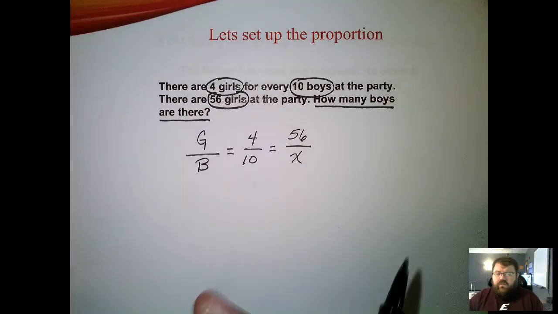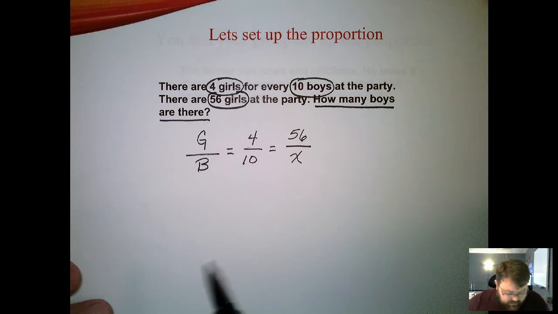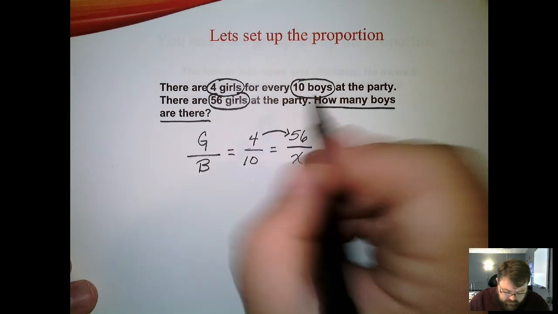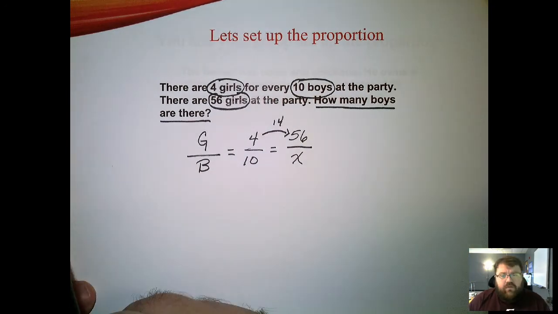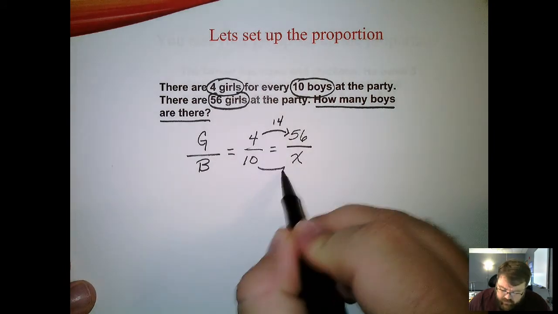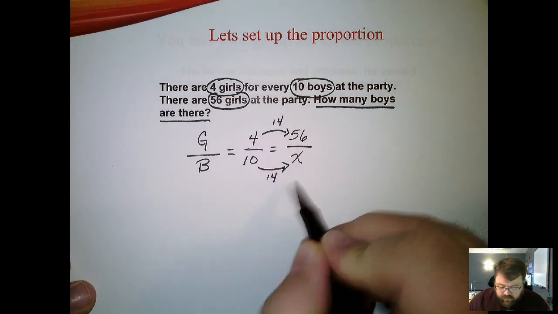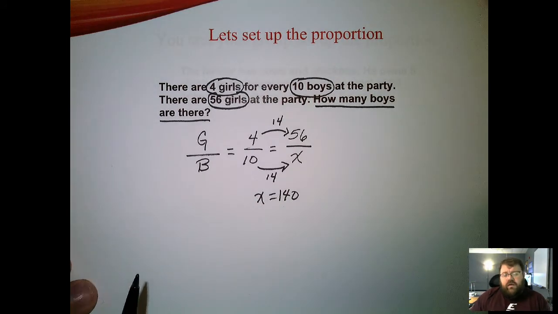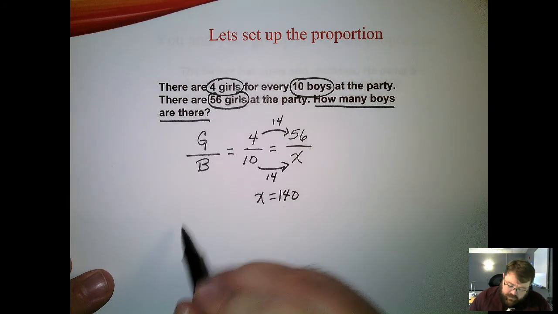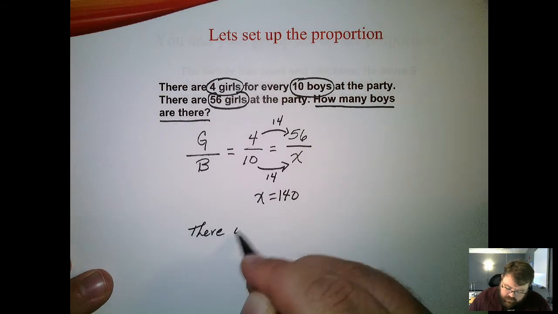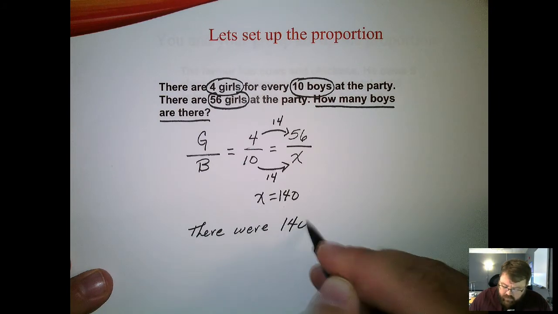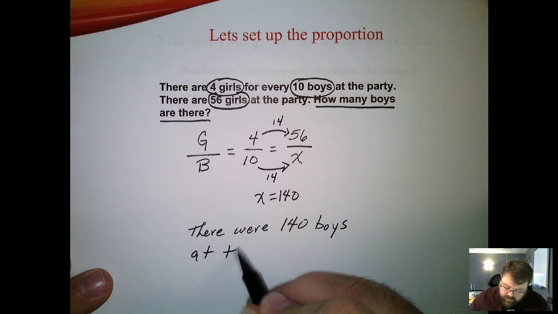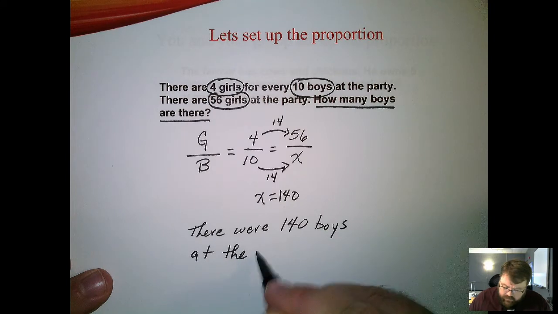Alright, so when you answered this question, you could have done it a couple of different ways. You could have said, what number times 4 gives me 56? And that number is going to be 14. And so you would do 10 times 14, which gives you 140. And then your explanation would be there were 140 boys at the party.